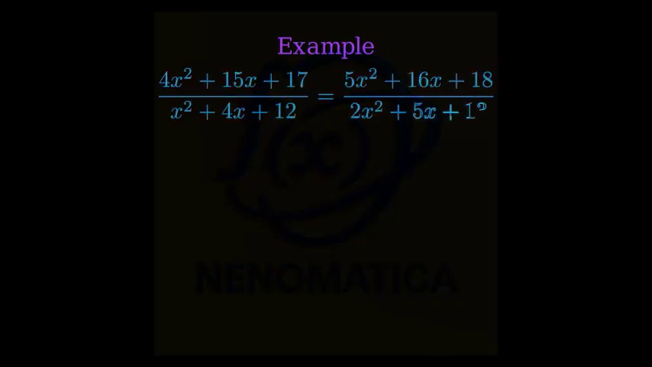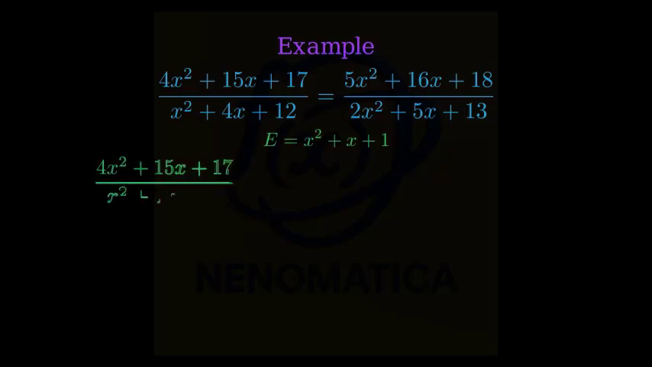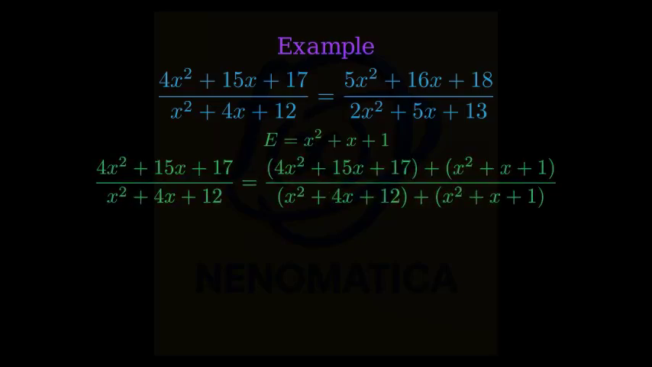Example: we will find the sum of the real solutions of the given equation. Our key move is to spot the same extra quadratic added to both the numerator and the denominator on the right-hand side. Notice that the right-hand numerator equals the left numerator plus a bridge term, and the right-hand denominator equals the left denominator plus the same bridge term. That bridge is x squared plus x plus 1. So we can rewrite the right-hand fraction as (a plus e) over (b plus e). Now cross multiply.